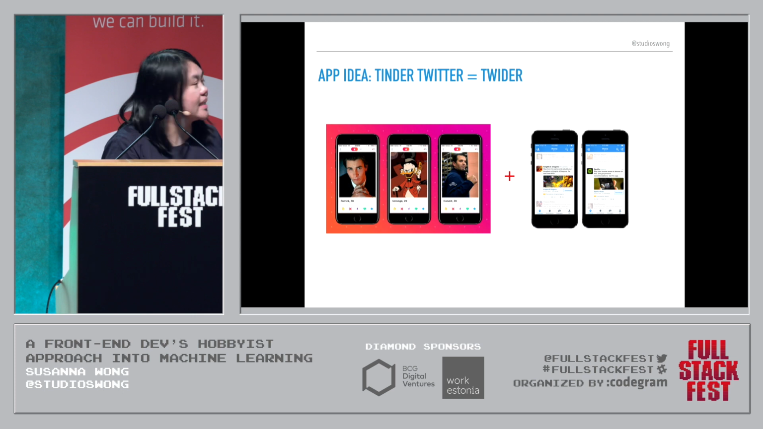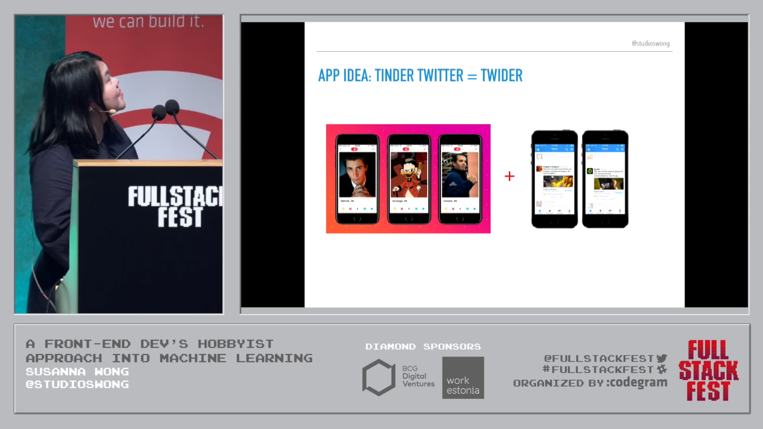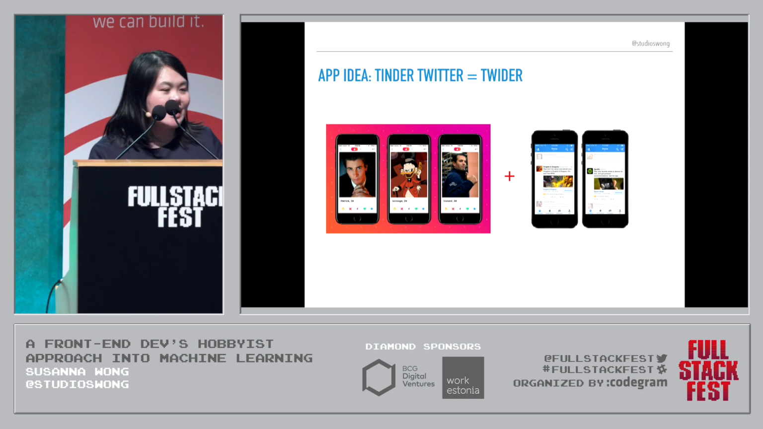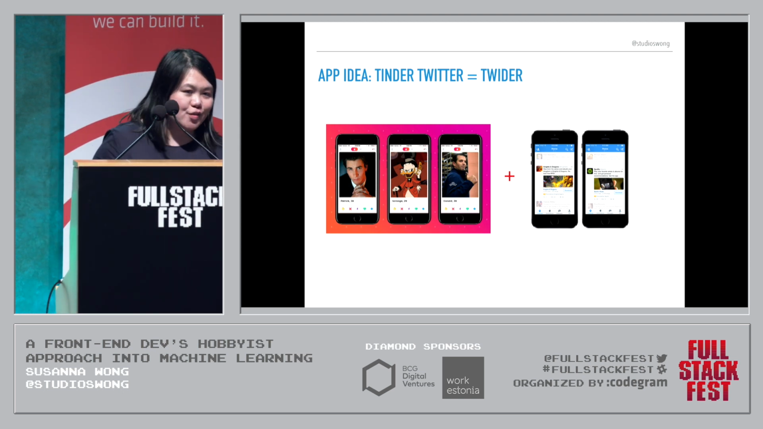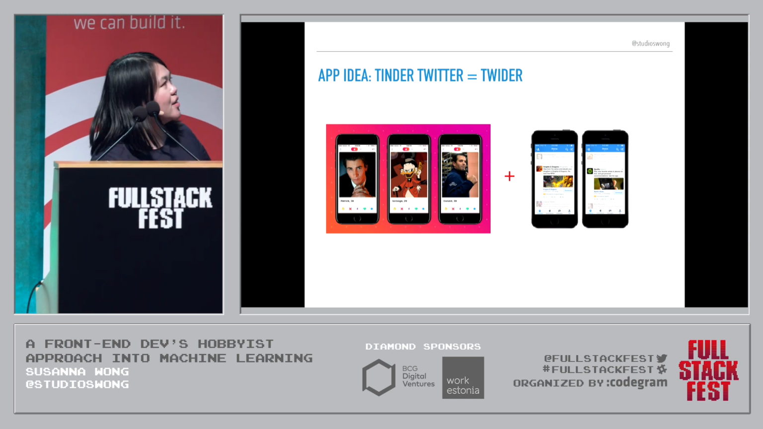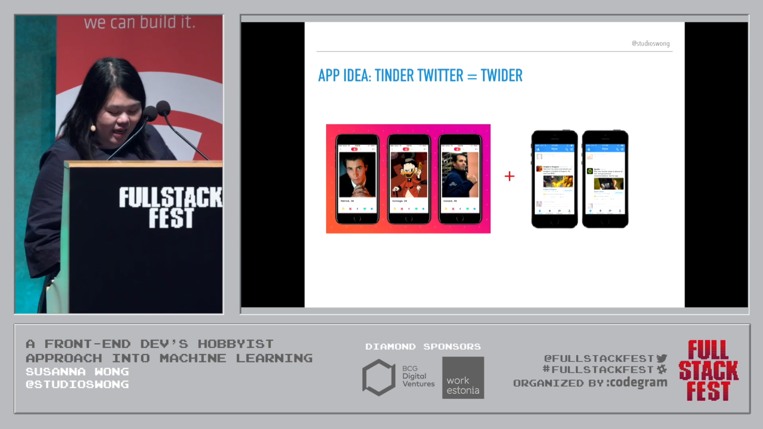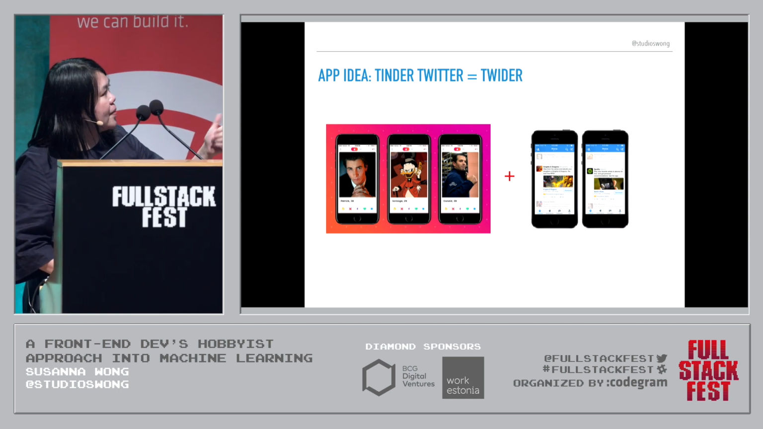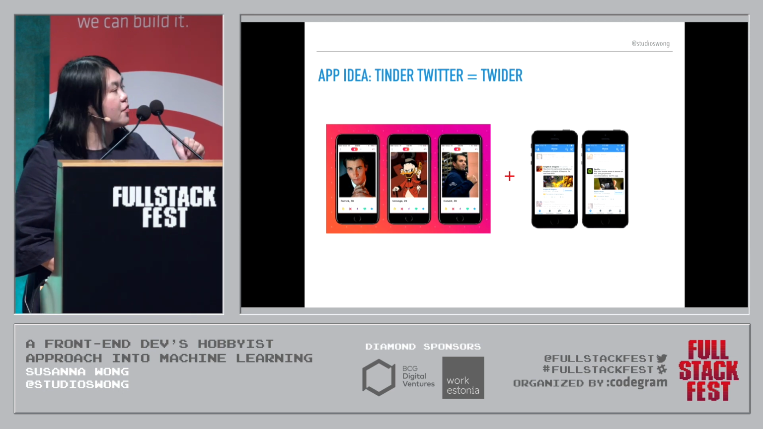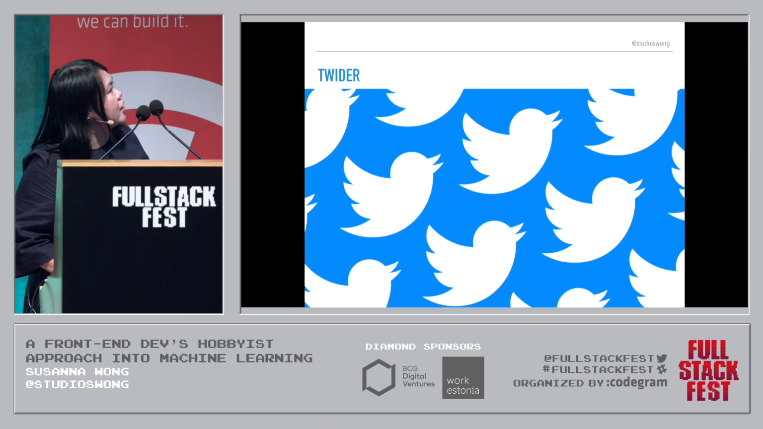As an example, I have an app idea, which is combining Tinder and Twitter. Do you guys use Tinder? If you're single, I highly recommend it. You make a lot of friends from there. My idea is to combine the two, so it has a swiping interface to learn your preference about different tweets, and then it will create the tweets that you like.